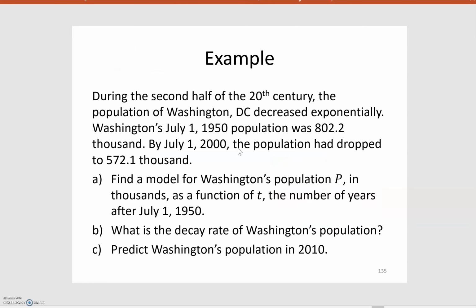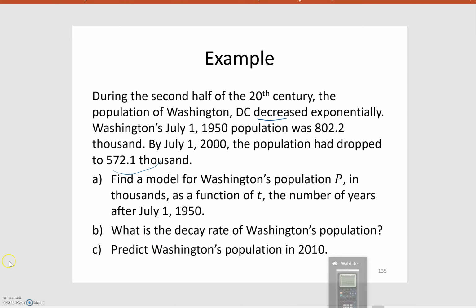All right, so let's look at another example. This is a population decay model. During the second half of the 20th century, the population of Washington, D.C. decreased exponentially. Our population on July 1st, 1950 was 802.2 thousand, and by July 1st, 2000, the population had dropped to 572.1. Find a model for the population as a function of the number of years after July 1st, 1950. We're given data, so this is a point-driven model. We have no rate, we have data. I would use exponential regression here.